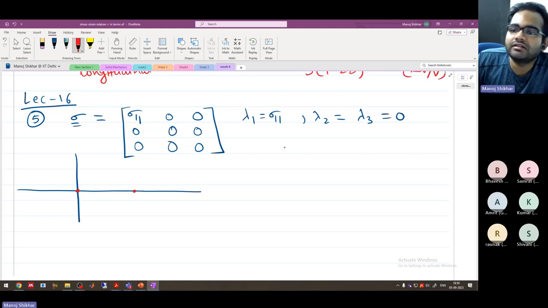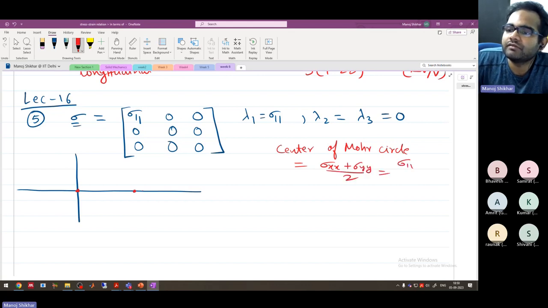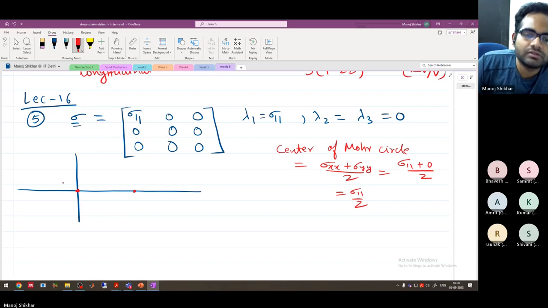How do we find the center of the Mohr circle? It is sigma xx plus sigma yy by 2. So this will be sigma 11 plus 0 by 2, so sigma 11 by 2. Here we have 0, and here we have sigma 11.